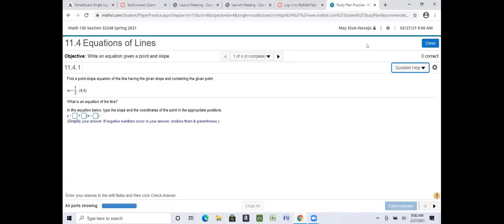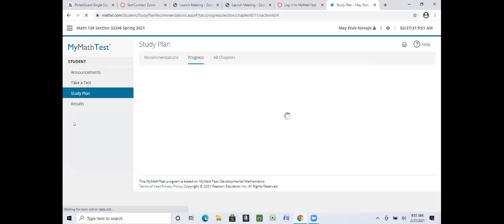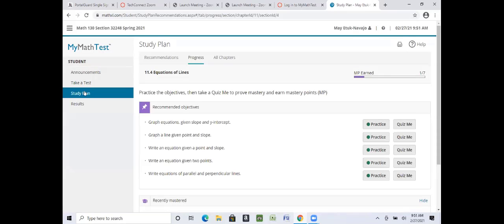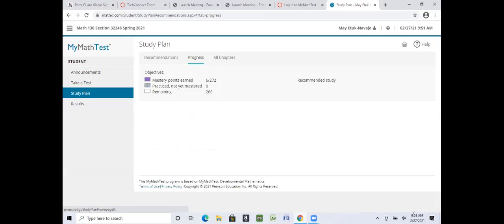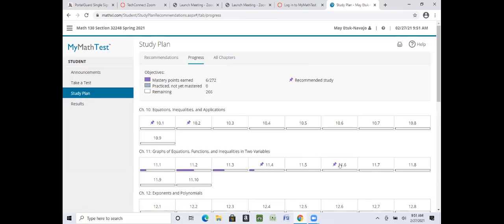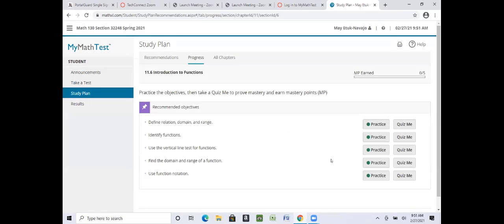Okay, so if you click on close here, and then I'm going to pick another one that has a pin next to it. So I'm going to go back to the study plan again, and this time I want to pick maybe 11.6. Similarly, you see the list of problems related to the one that you missed on the quiz. Let's use the vertical line test for a function. That's the one that you did wrong, if you remember.